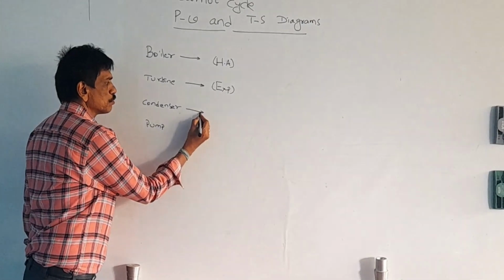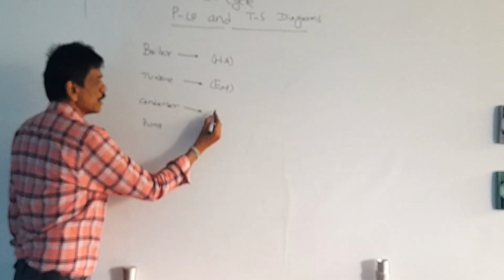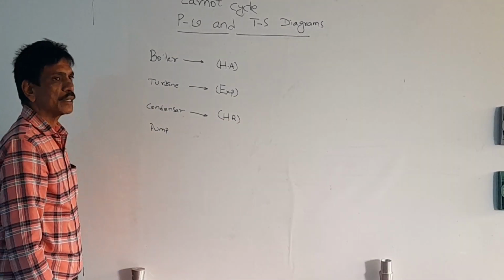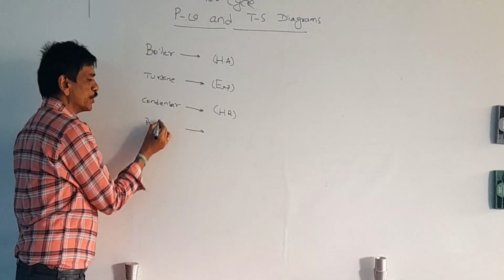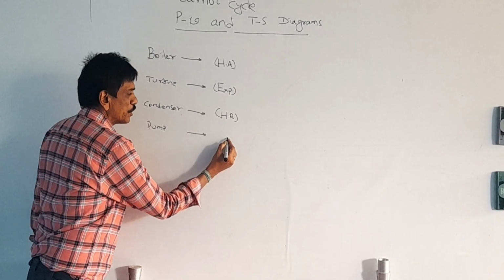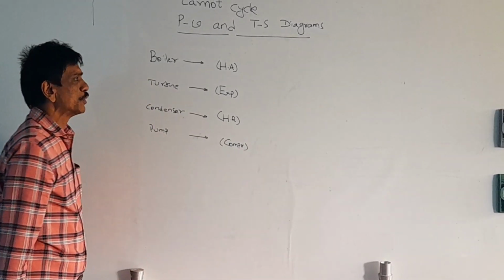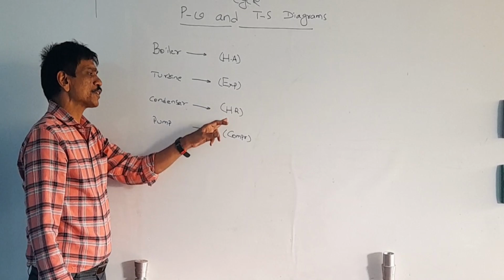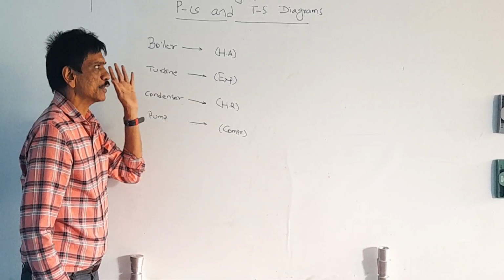Further, the expanded steam, the working fluid, passes through the condenser. In the condenser, the heat rejection occurs. Later the working fluid passes through the pump and the pressure will be increased. That is called the compression. So the compression occurs in the pump. So the series of operations are heat addition, expansion, heat rejection, compression. These are common in all cycles.